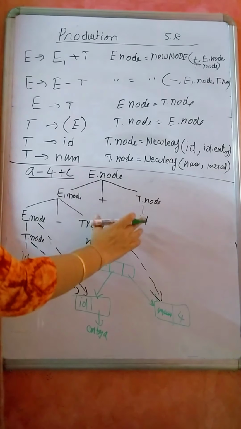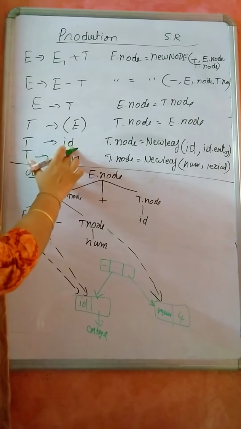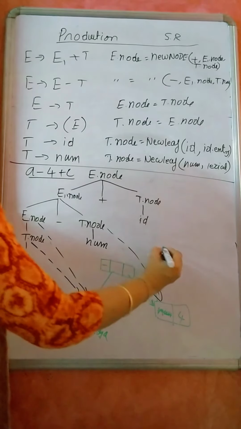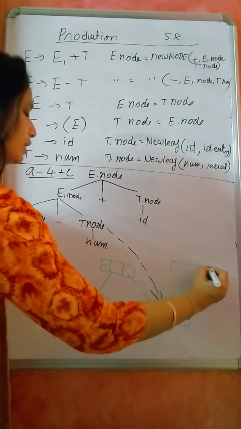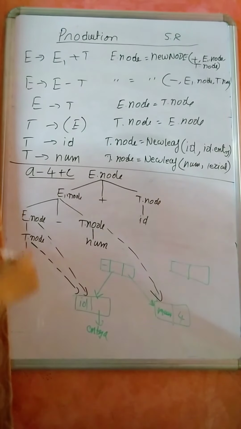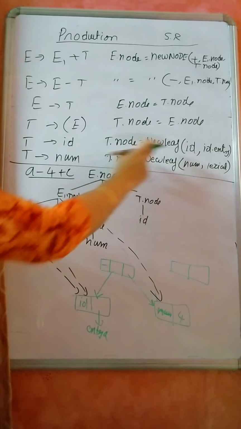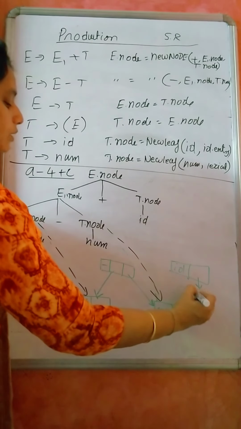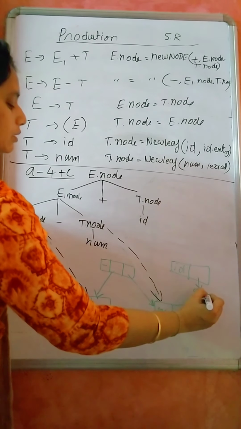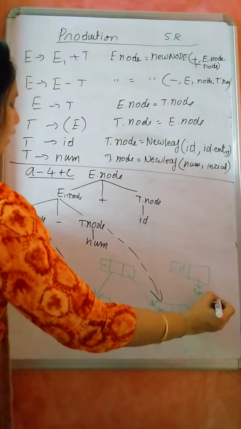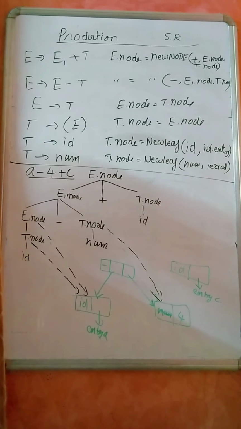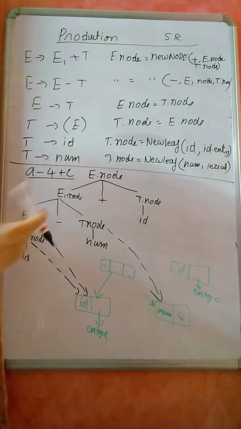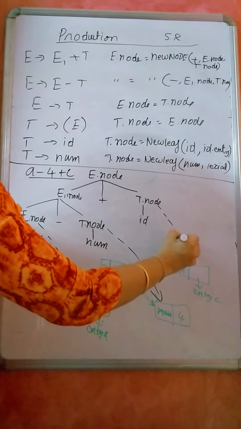Then I am using T determine ID. What do I have to do? I need to create a new node for that. How many fields? 2 fields. One is the ID field, and the other one is an entry field. What is that value? Entry of C. Then this T dot node will now point to this.